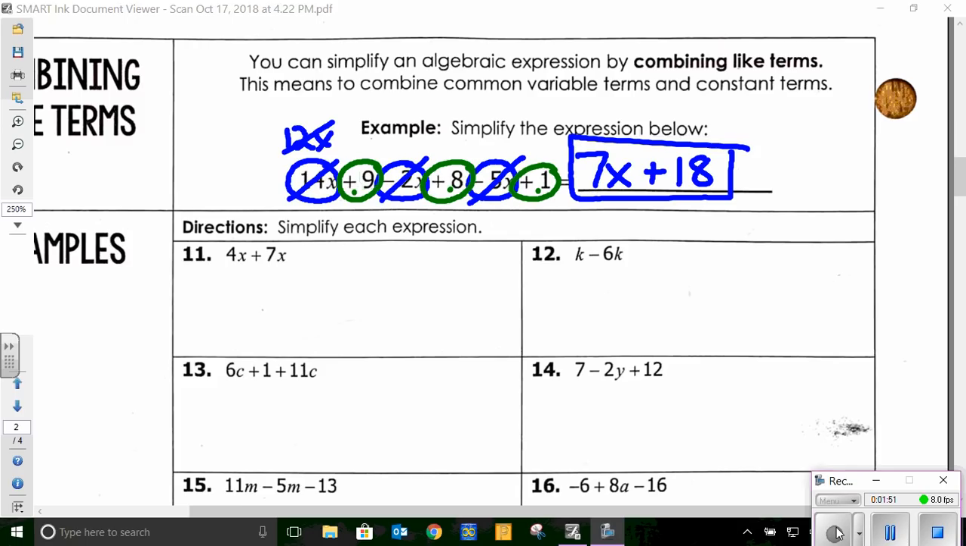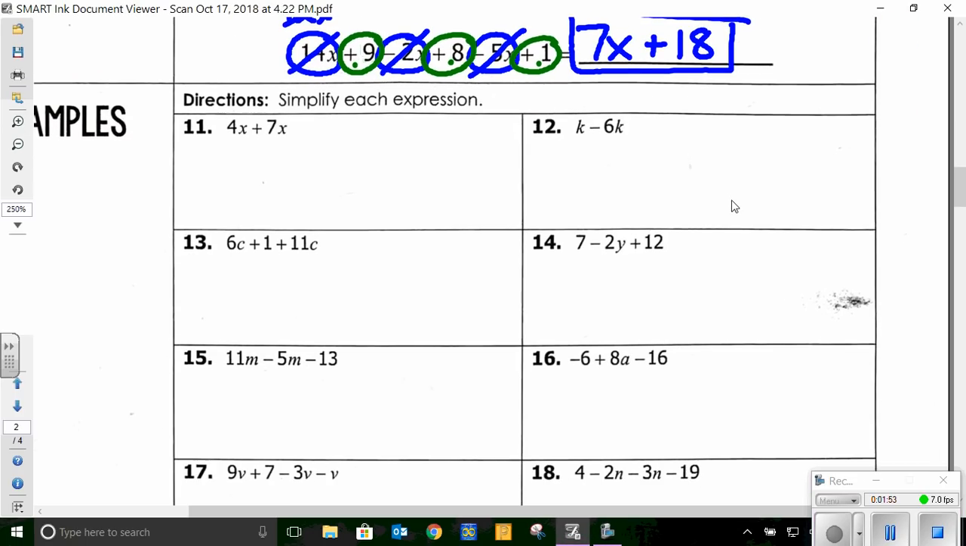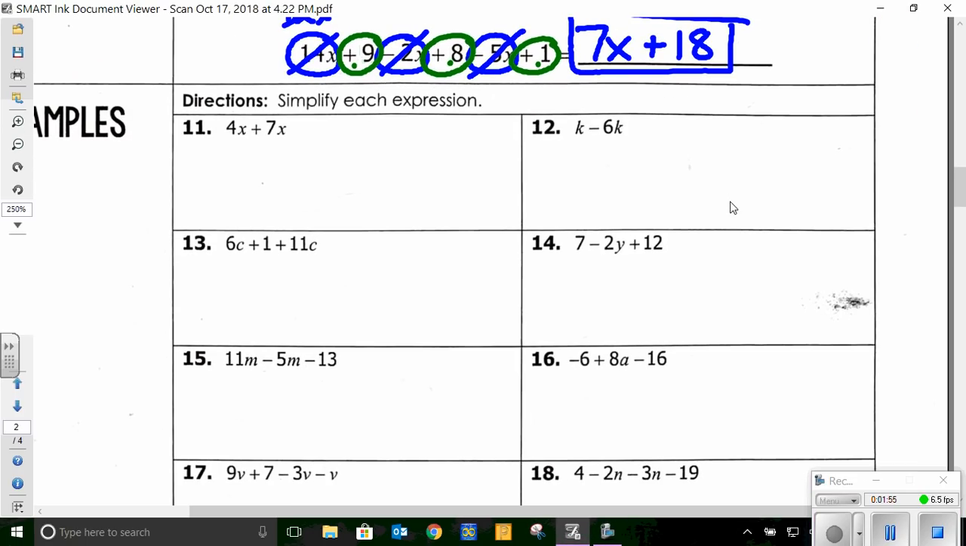Okay, so now we're going to work on number 12. Here we just have terms with variables to add together or combine. We have a positive k and we have a negative 6k. This is like saying 1 minus 6. And when we do that, we get a negative 5. And of course, it's a k value, because it had a variable with it. So that is my answer for that one.